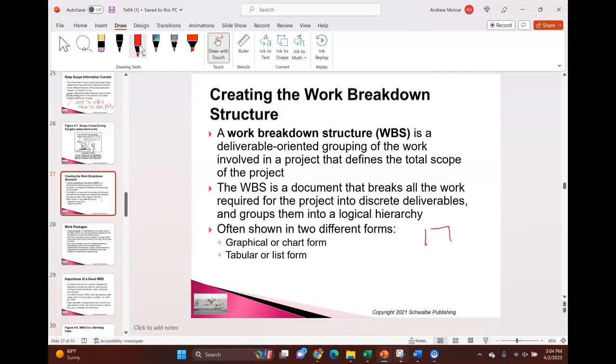So the top of the work breakdown structure is going to have my scope statement in it. That's at the very top. And from there, I'm going to deliberate out what I need to build this deliverable, right? And then I'll further break that down along the way.